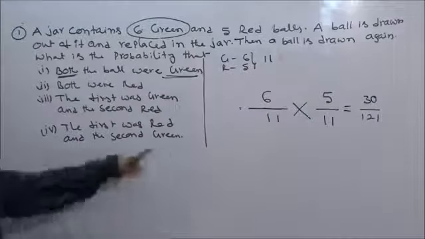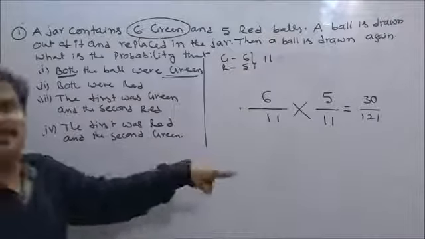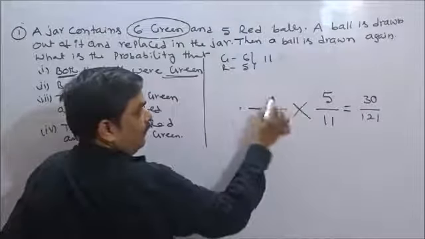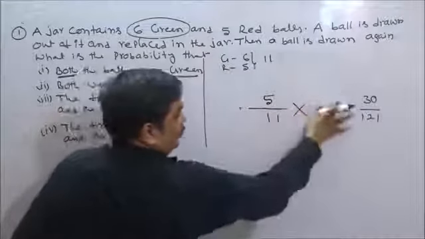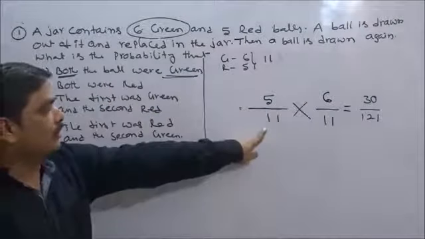Probability is there. Then the next one, the first was red, second was green. Value will be same, it is only interchanged. In this case, first was red, 5 by 11. Now it should be 6 by 11 probability. This is how we need to go for the question.